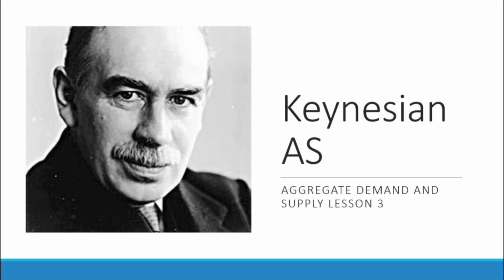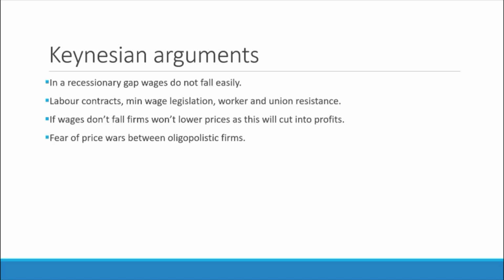Today's video is on the Keynesian model of aggregate supply. In the new classical model, we assumed that wages change to match price level. In the Keynesian model, wages do increase when aggregate demand is strong and when unemployment is low. However, in a recessionary gap, wages don't fall easily.